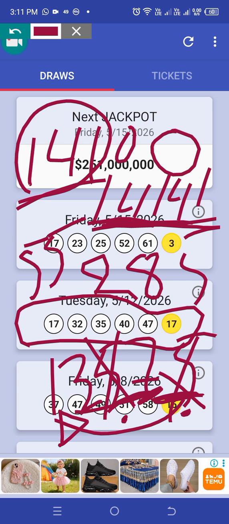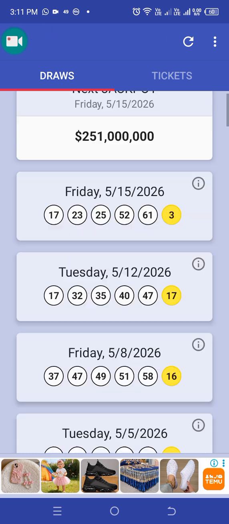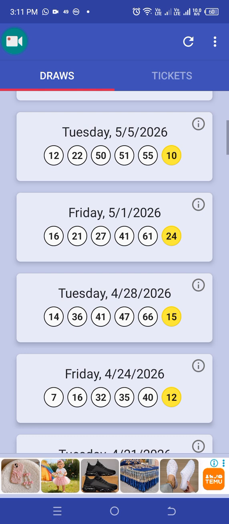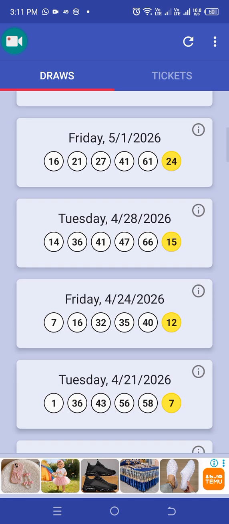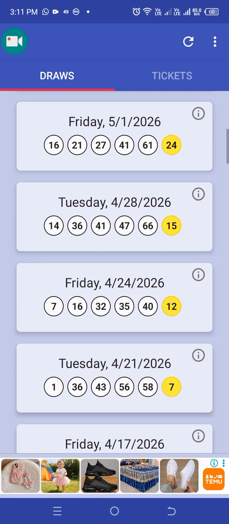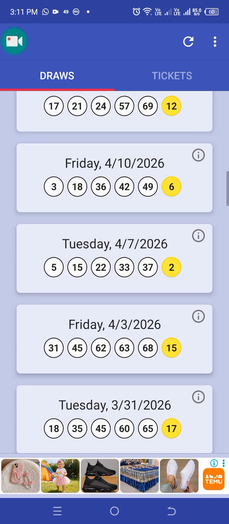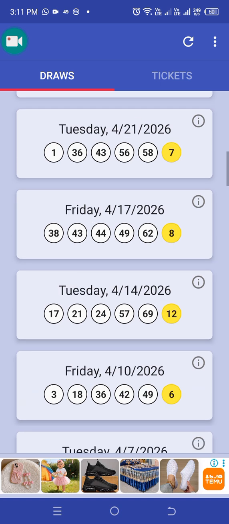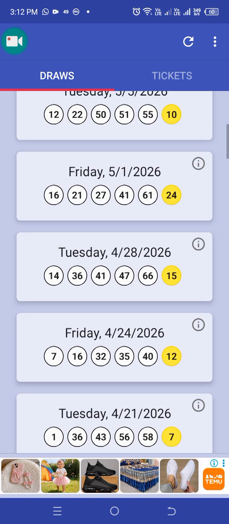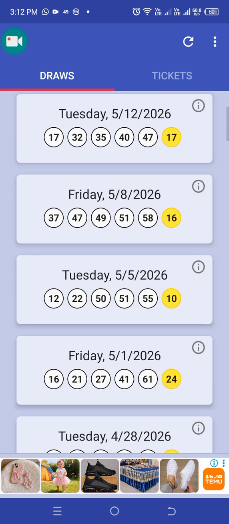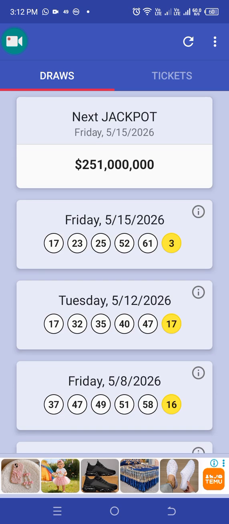I think 15 is far away. 15 as a bonus, then 15 as a main set. 15 it came on a Tuesday. It came on a Tuesday again. So 15 came on Tuesday. It still has to come on Friday. Today 15 is not in the picture, guys.